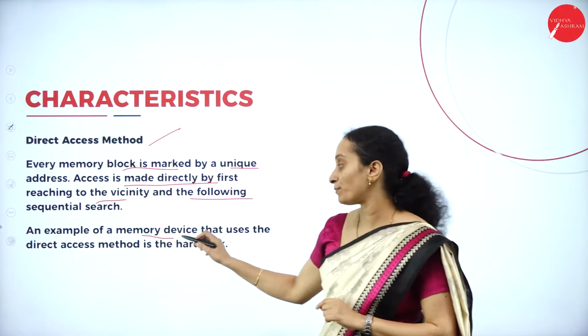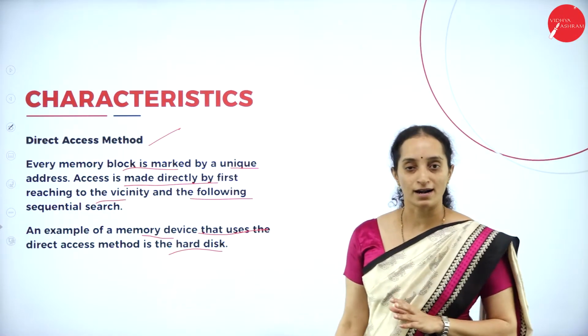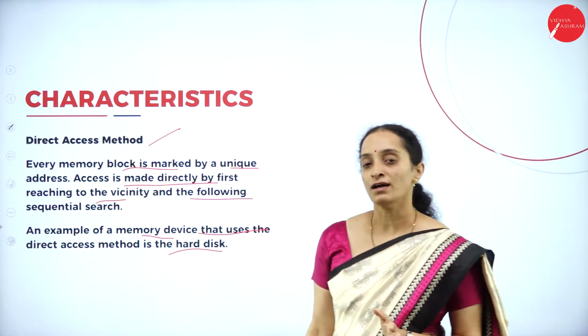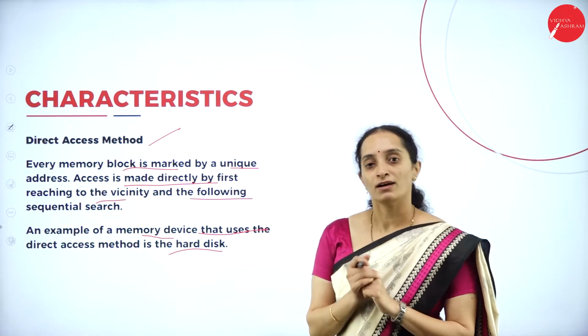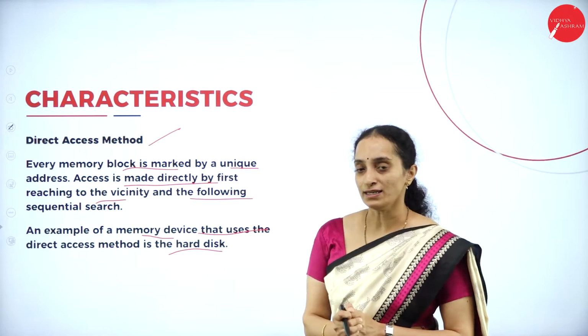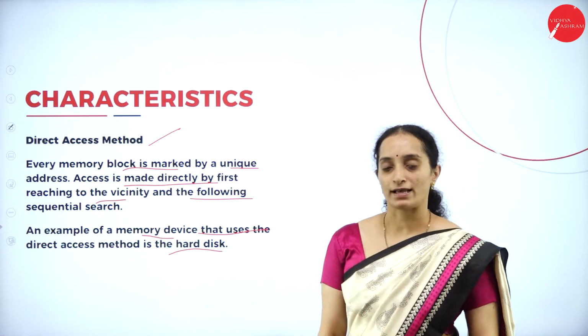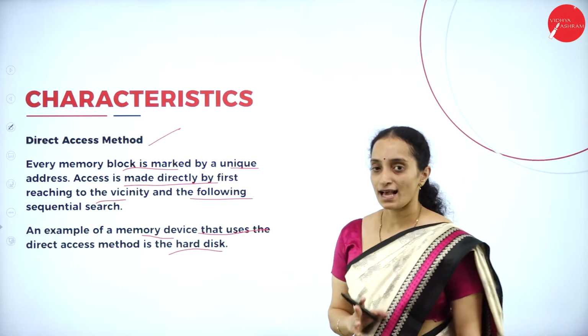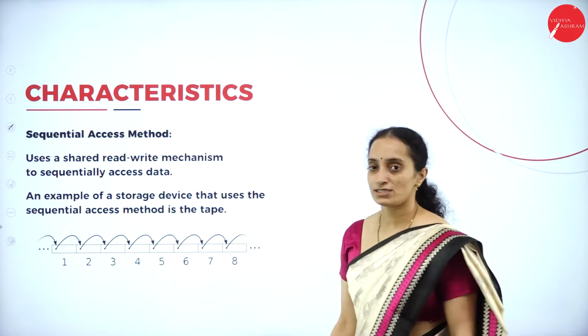An example of a memory device that uses the direct access method is the hard disk that we use, or the auxiliary memory, or the magnetic tapes and disks are the memory devices where data are accessed using the direct access method. The next type is the sequential access.